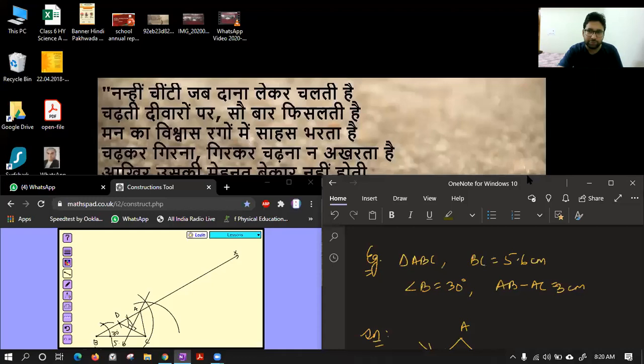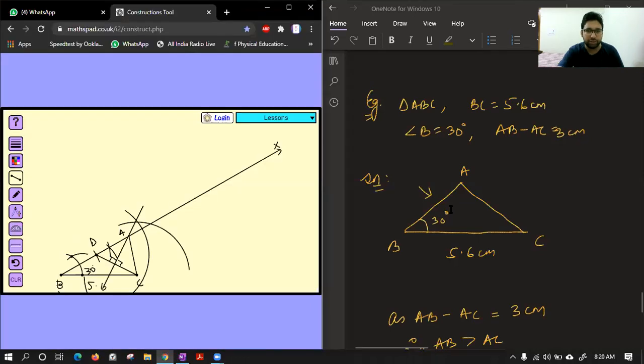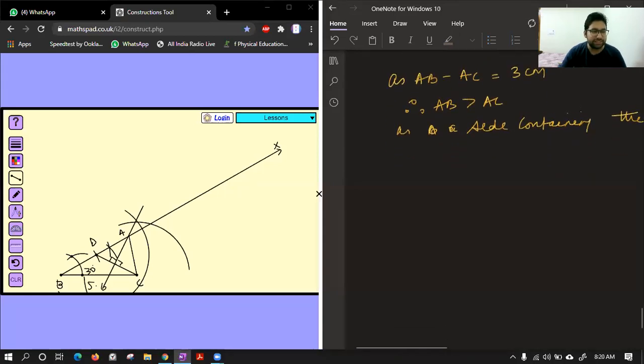Sir, we have to verify also. Yes, beta, you have to verify also. Verification is done just to tell you why you are doing such things, to make you aware of the properties that you are actually using. So class, BD, we all know, is how much? This was the first arc that I have taken. It was 3 centimeter, given to us.